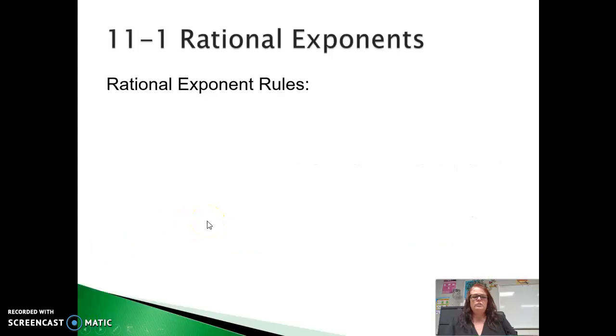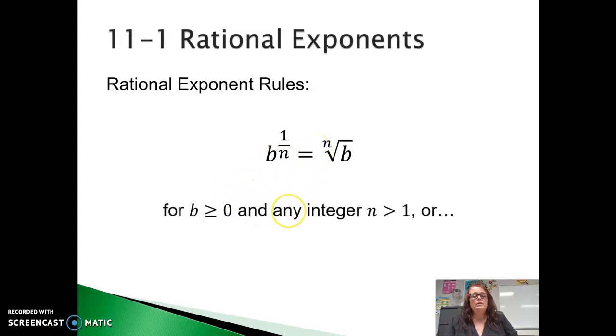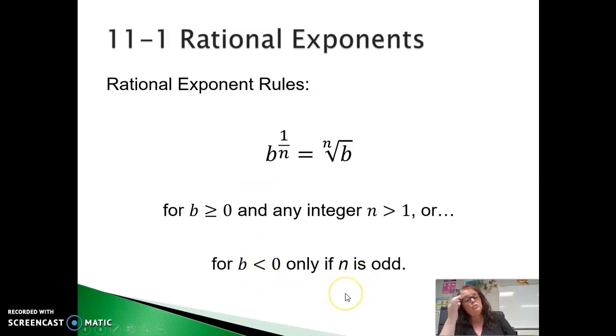So to understand how a rational exponent works, we're going to have some rational exponent rules. One of them says if I have b to the power of 1 over n, that is the nth root of b. So the 1 is your power and the n is your root, or your index for your root. So this is saying the nth root of b to the first power. b has to be greater than or equal to 0 for any integer n greater than 1, but it can be less than 0 if n is odd. So I can take the odd root of a negative number, but I cannot take the even root of a negative number.